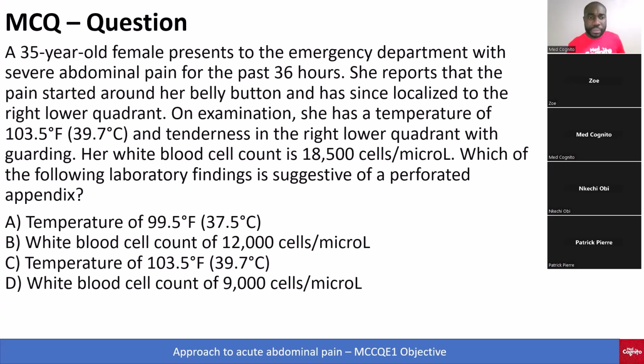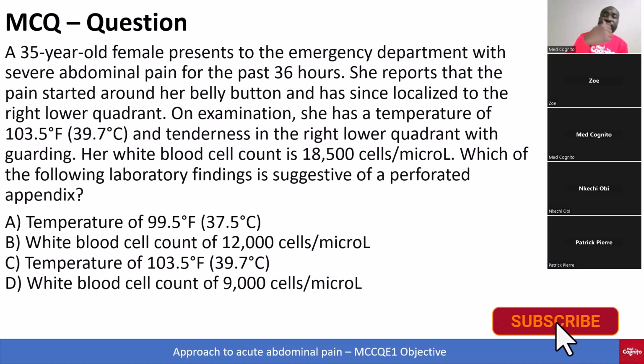A, temperature of 99.5 Fahrenheit. B, white blood cell count of 12,000 cells per microliter. C, temperature of 103.5 Fahrenheit. And D, white blood cell count of 9,000 cells per microliter. Doctors, please type in your answers. Is it A? Is it B? Is it C? Is it D? What are the features of perforated appendix?